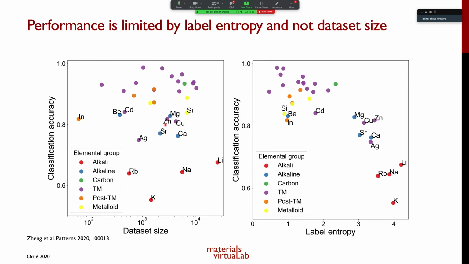We can show that this is really not limited by data size. Okay. So when we plot the classification accuracy relative to data size for each element, we found that there's really not much of a relationship. While if we plot the classification accuracy relative to the label entropy, which is how many different types of local environments species tend to have, we see quite clearly that the higher the label entropy, the lower the classification accuracy. Okay.